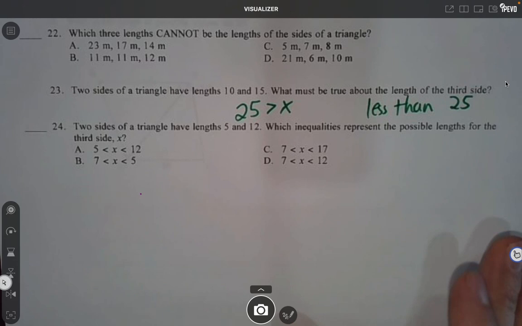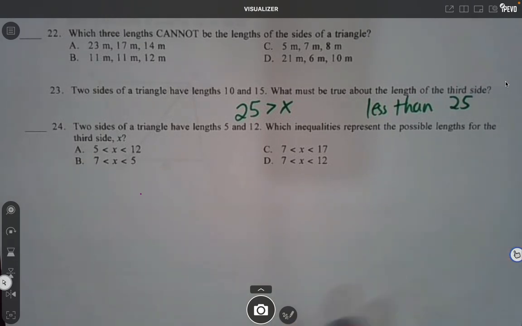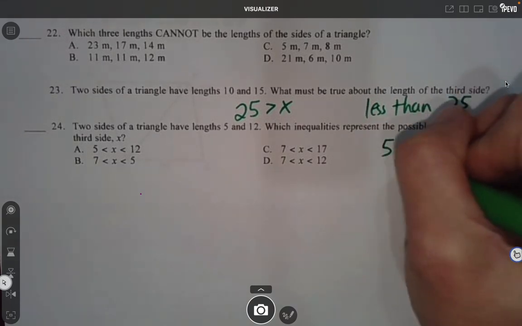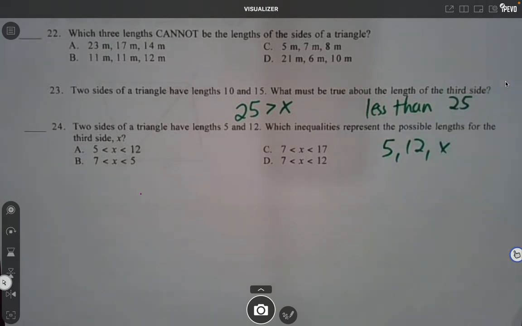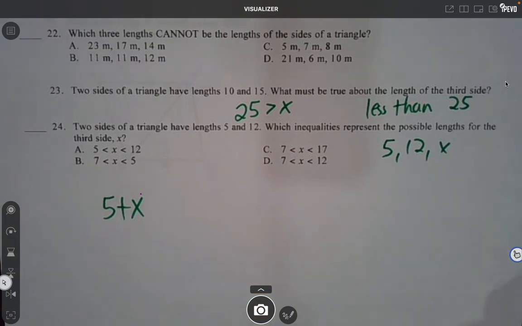All right, number 24. It says two triangles have lengths 5 and 12. What are the possible lengths for the sides? So this one wants a range, right? So we'll write all three scenarios. My sides are 5, 12, and x, because I don't know it. So I know if I add 5 and x, it must be bigger than 12.